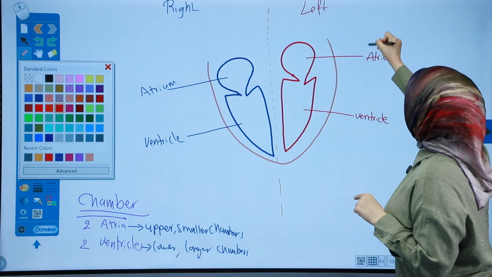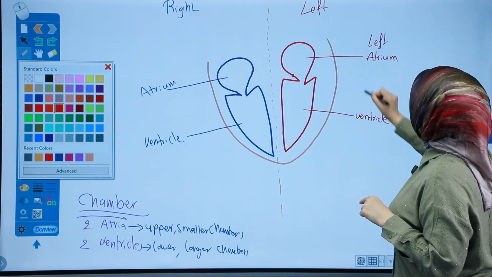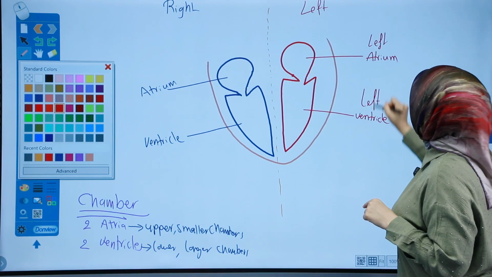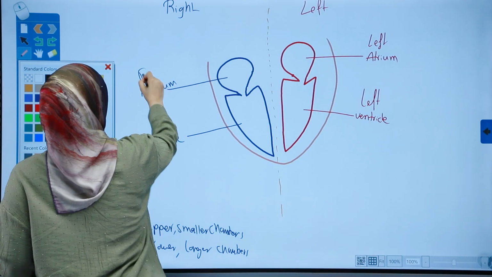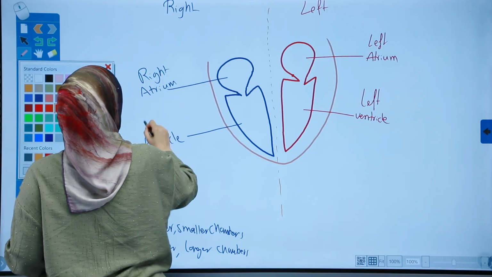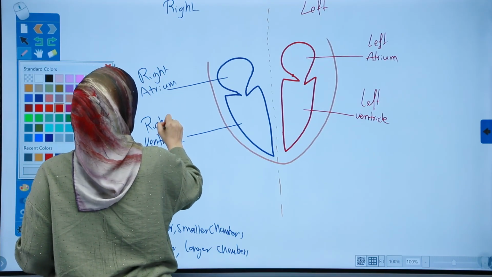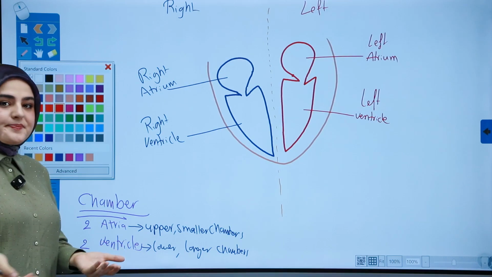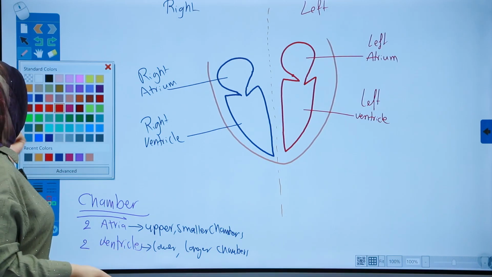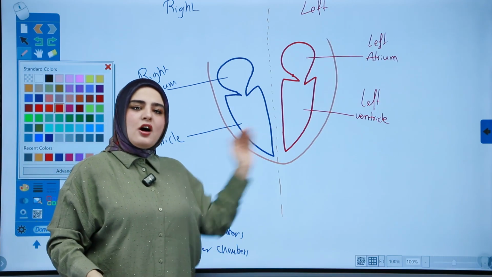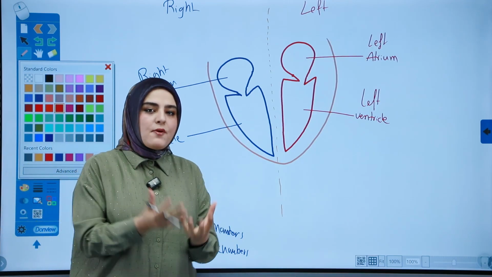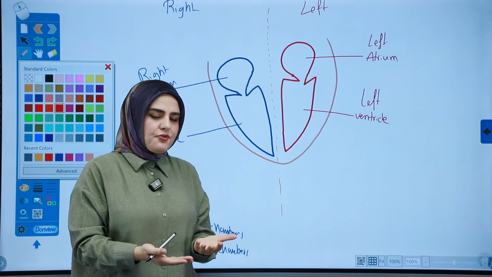Left atrium, left ventricle. Again, if this is right, right atrium, right ventricle. That's it. But why are the colors like that? Check this out. The sides of the heart have different types of blood. Is it really different? No.